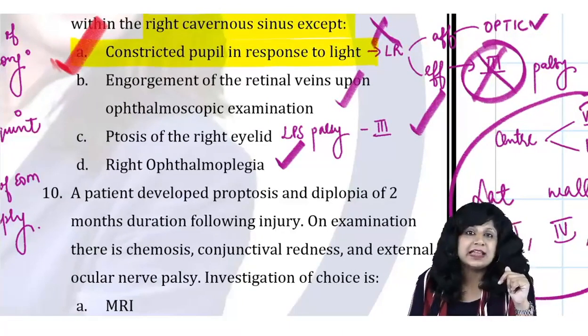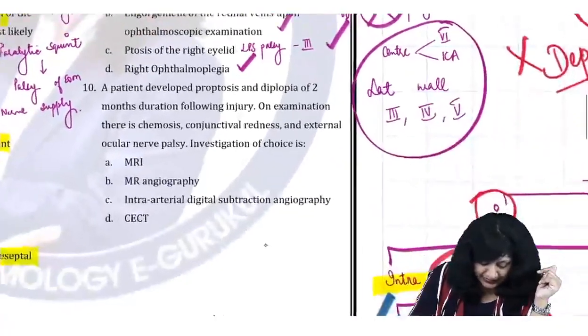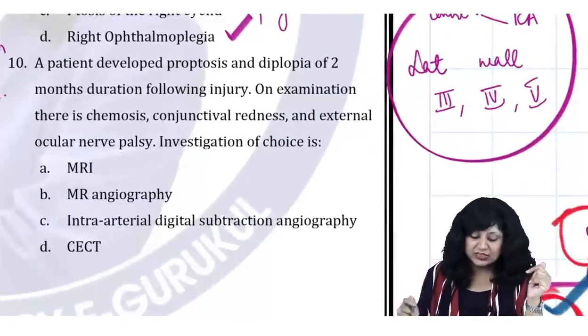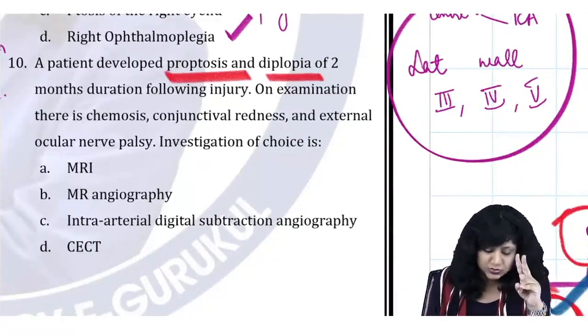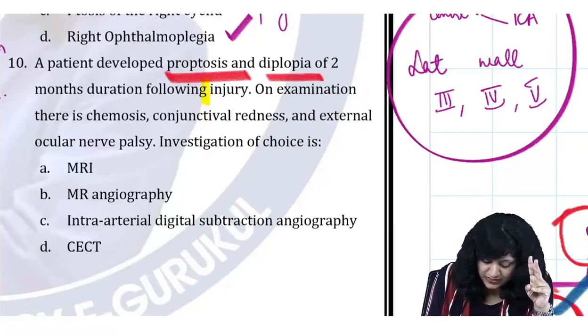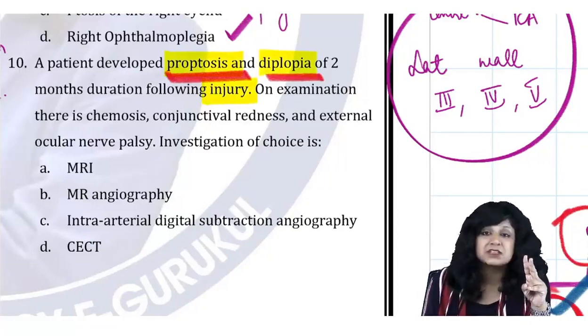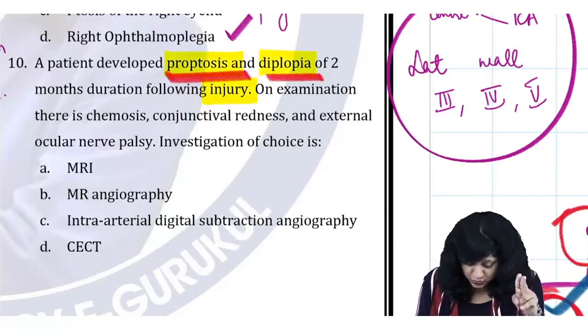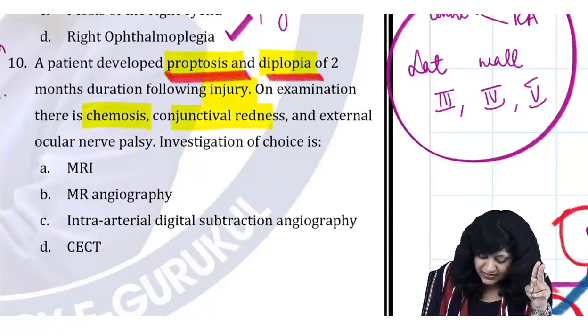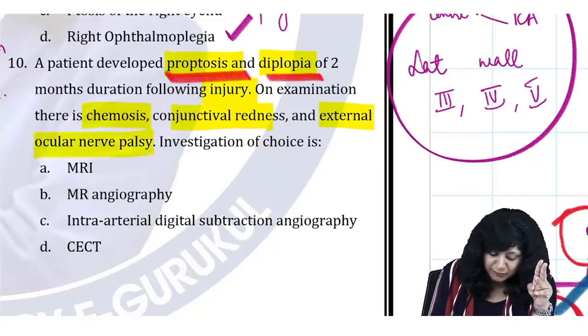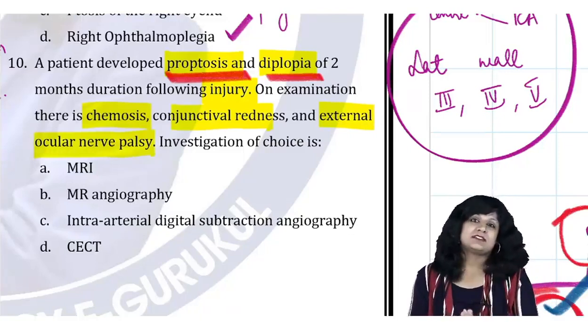Then finally the last question 10, the patient developed the proptosis and diplopia 2 months duration after the injury. Now this is very important. We are having proptosis and diplopia after the injury. On examination we have chemosis, we have conjunctival redness, we have external ocular nerve palsy. What is the investigation of choice?